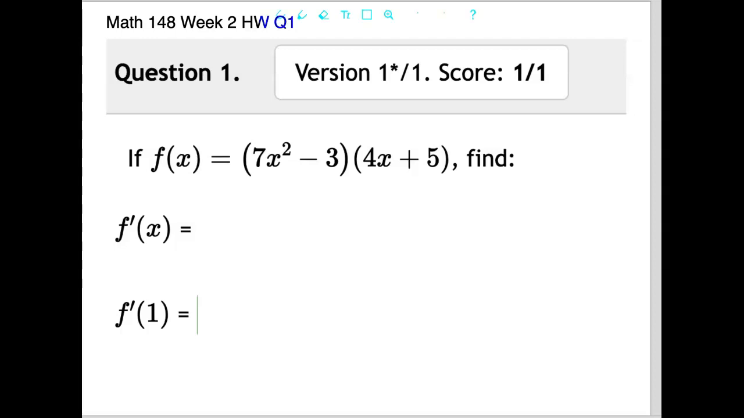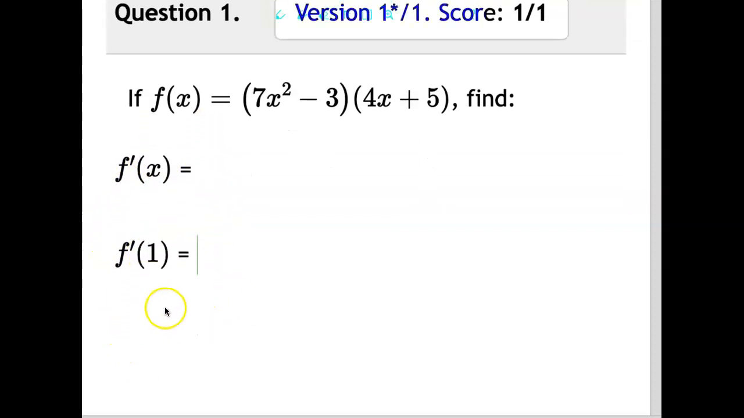Hello, in this video I would like to go over question 1 from the week 2 homework. In this question we're given a function, a product of two polynomials, a linear polynomial and a quadratic, and we're asked to find the general derivative at x, and then the derivative evaluated at 1.